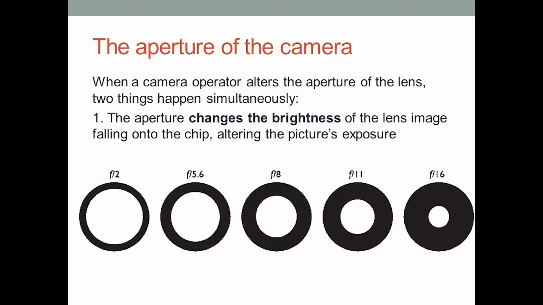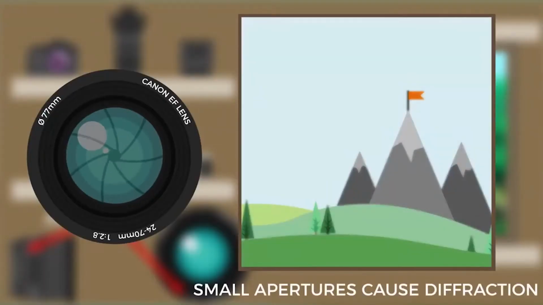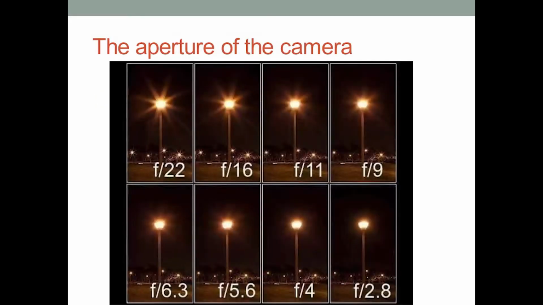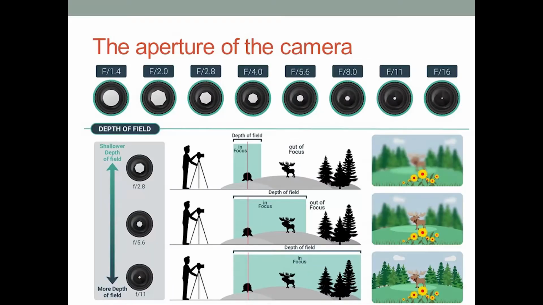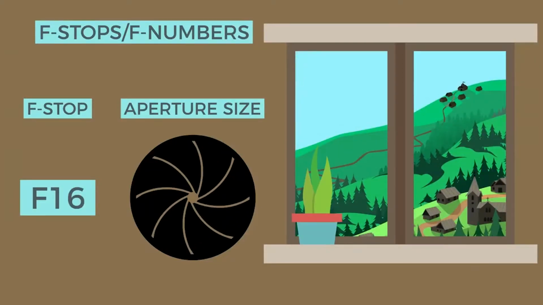When a camera operator alters the aperture of the lens, two things happen simultaneously. Number one, the aperture changes the brightness of the lens image falling onto the chip, altering the picture's exposure. Number two, the aperture modifies the depth of field, affecting the sharpness of anything nearer and farther than the actual focus distance.